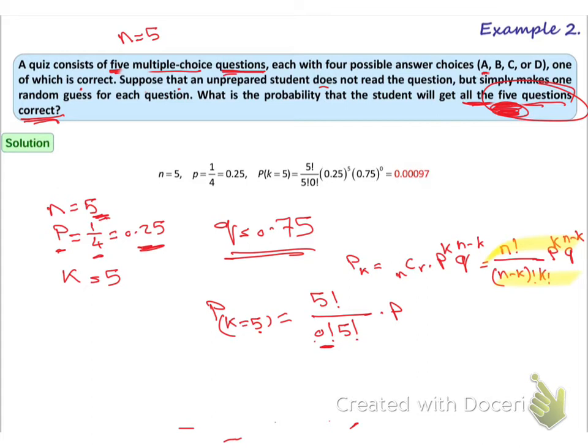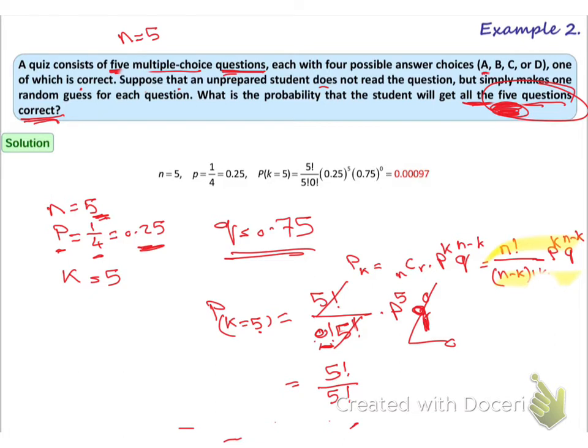Then k equals 5 also, 5 factorial, times p of power what? P of power k is 5, q of power n minus k, n 5 and k 5, so 0, it will be power 0. Anything of power 0 equals 1, okay? And 0 factorial equals 1, so the answer will be 5 factorial. Cancel this 5 factorial with 5 factorial, and 0 factorial equals 1. So 5 factorial divided by 5 factorial equals 1.